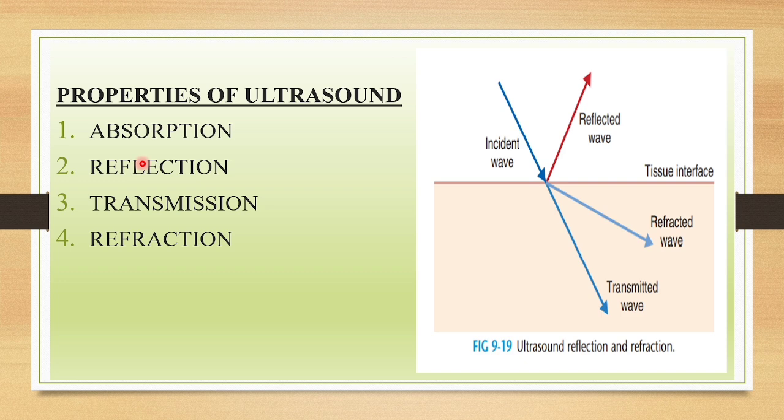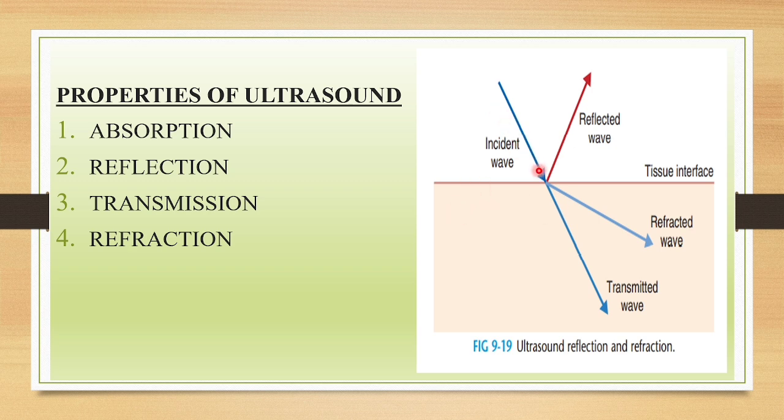And coming to the properties of ultrasound, attenuation is mainly a result of these properties. The first property is absorption. Absorption is the process of conversion of vibrational energy into heat. This is the incident wave, and a few waves will be reflected. This is the tissue interface, the region of the skin which you are going to treat. This is the first media, the air, and this is the second media, the tissue or skin.